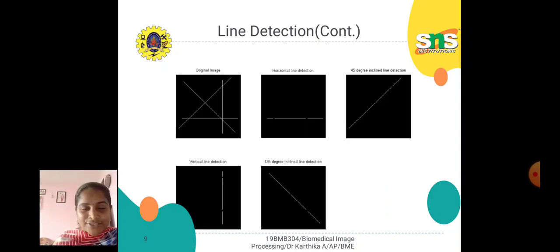In this line detection, see here the original image, and here we have horizontal line detection. It shows the horizontal detected line. For vertical line, only the vertical line is shown here. For plus 45-degree, we have the 45-degree inclined line detection, and the 135-degree inclined line detection is shown here. See how it differentiates the lines like horizontal, vertical, plus 45-degree, -45-degree, and other degrees of lines.